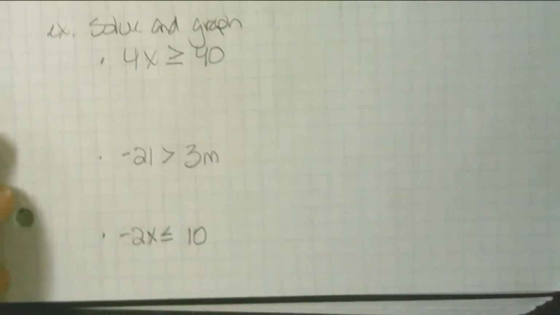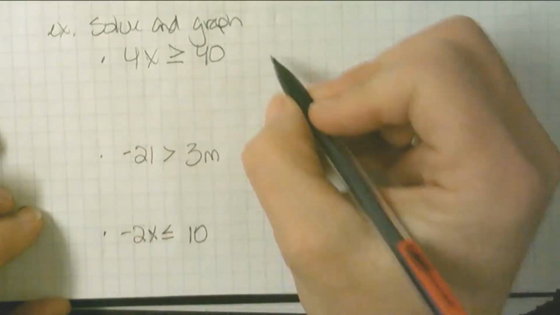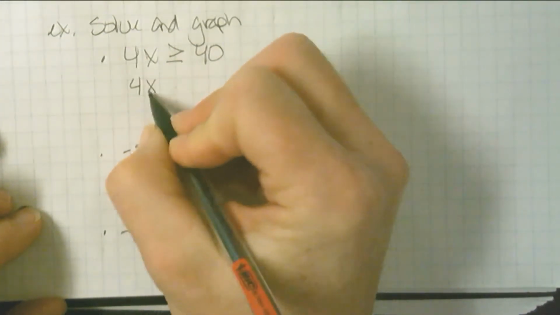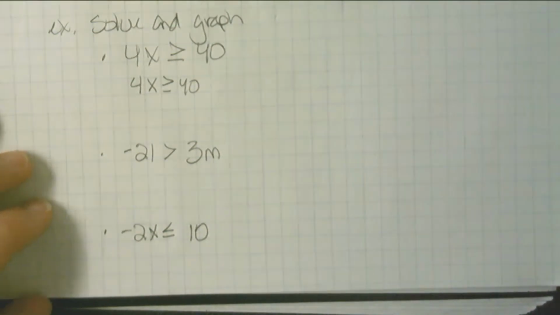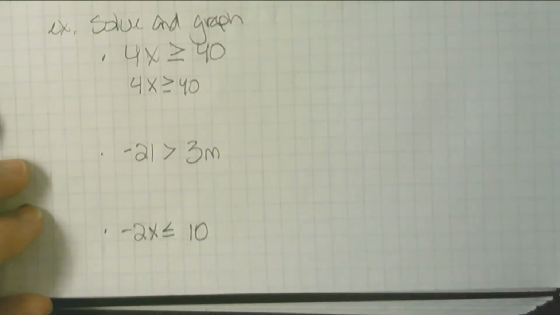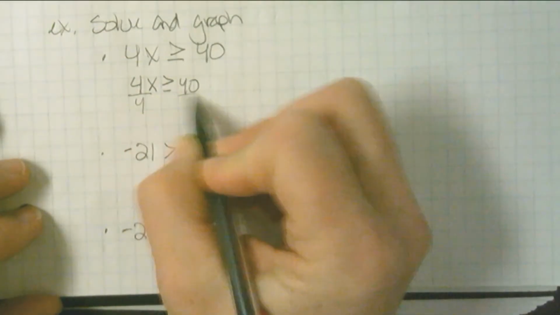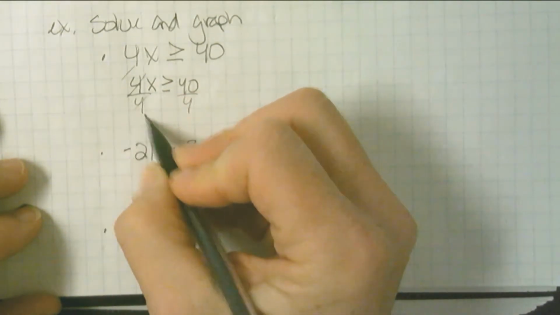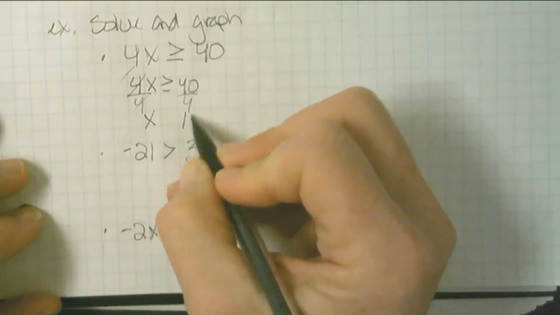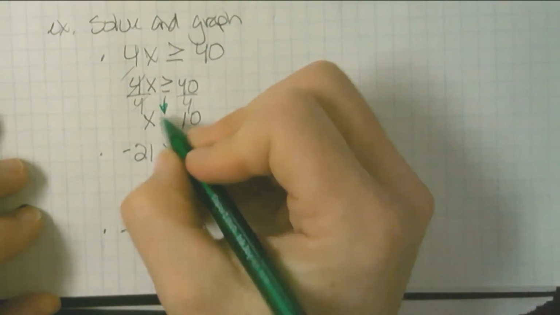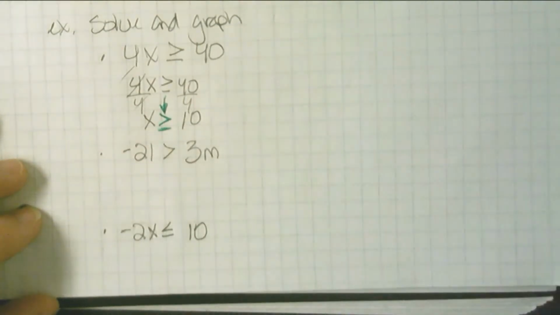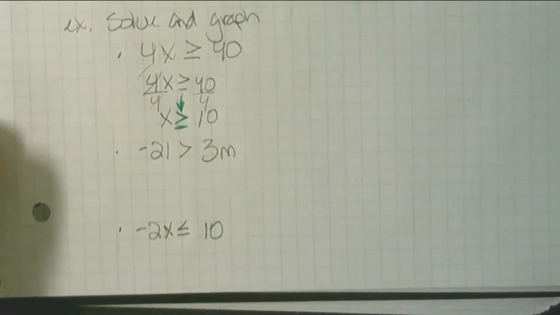All right, so let's talk about some of these. Someone tell me, how do I solve that first one? Angela? Excellent. I'm going to divide both sides by 4. So the 4's divide out. On my left, I have just an x. On my right, I have 10, right? All right, do I flip that inequality symbol or no? Why? No. That has nothing to do with whether you flip the inequality, Angela.